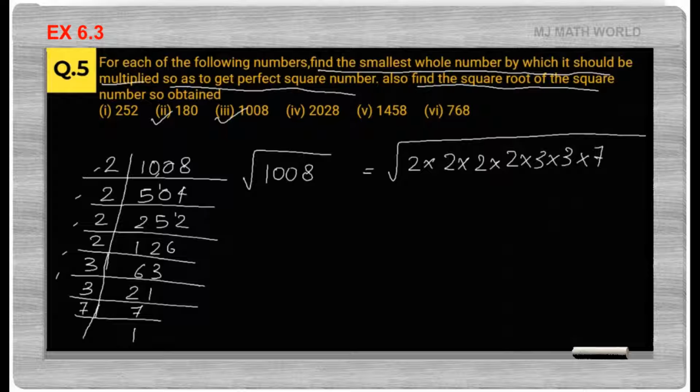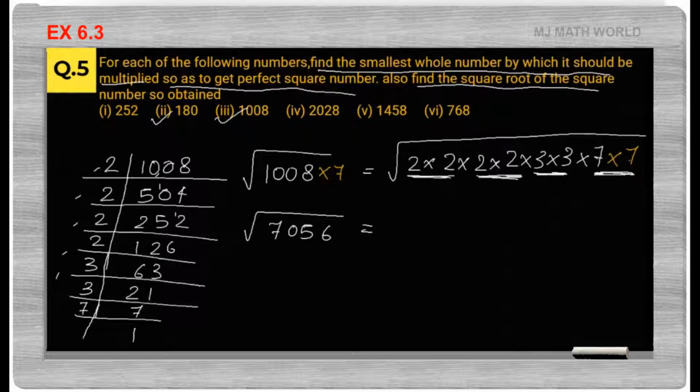Look at the right hand side. 2, 2 and 3 have pairs, but 7 has no pair. If we multiply with 7, then we will have a pair of 7. On both sides I will multiply with 7, because if any change is done on the right hand side, we have to do the same on the left hand side. The answer: 1008 into 7 is equal to 7056, which is equal to, we will make pairs: first pair, second pair, third pair, and this one is the fourth pair.